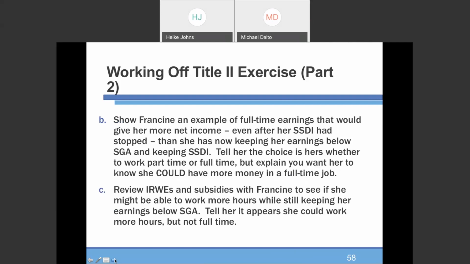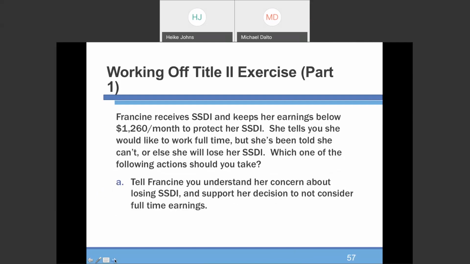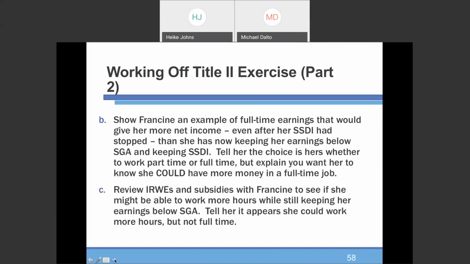And which of these three options would you think would be the best to take? Again, reviewing A, B, and C. Take a moment to select your answer.